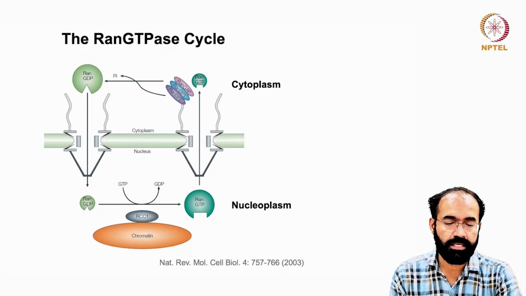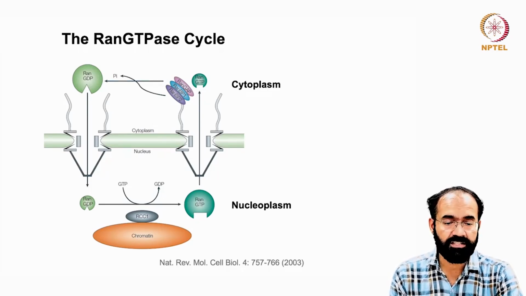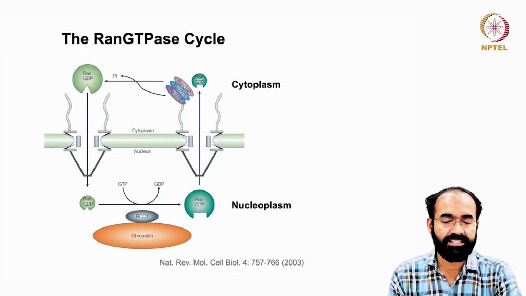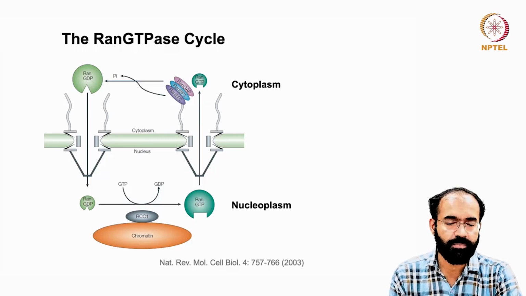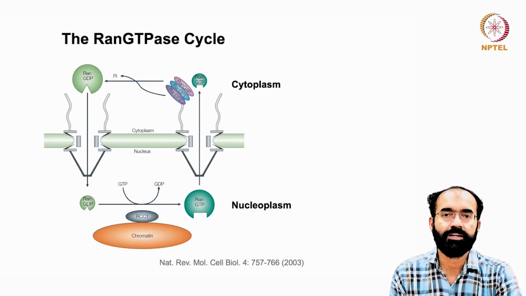So the cycle, like you can see, is going in an anti-clockwise direction. You can start from anywhere because it's a cycle. A cycle doesn't have a beginning or an ending. So for convenience, let us start from RAN GDP. You may wonder why this RAN GDP is bigger here and smaller there. It's not that you have a bigger molecule or a smaller molecule, it is for convenience.